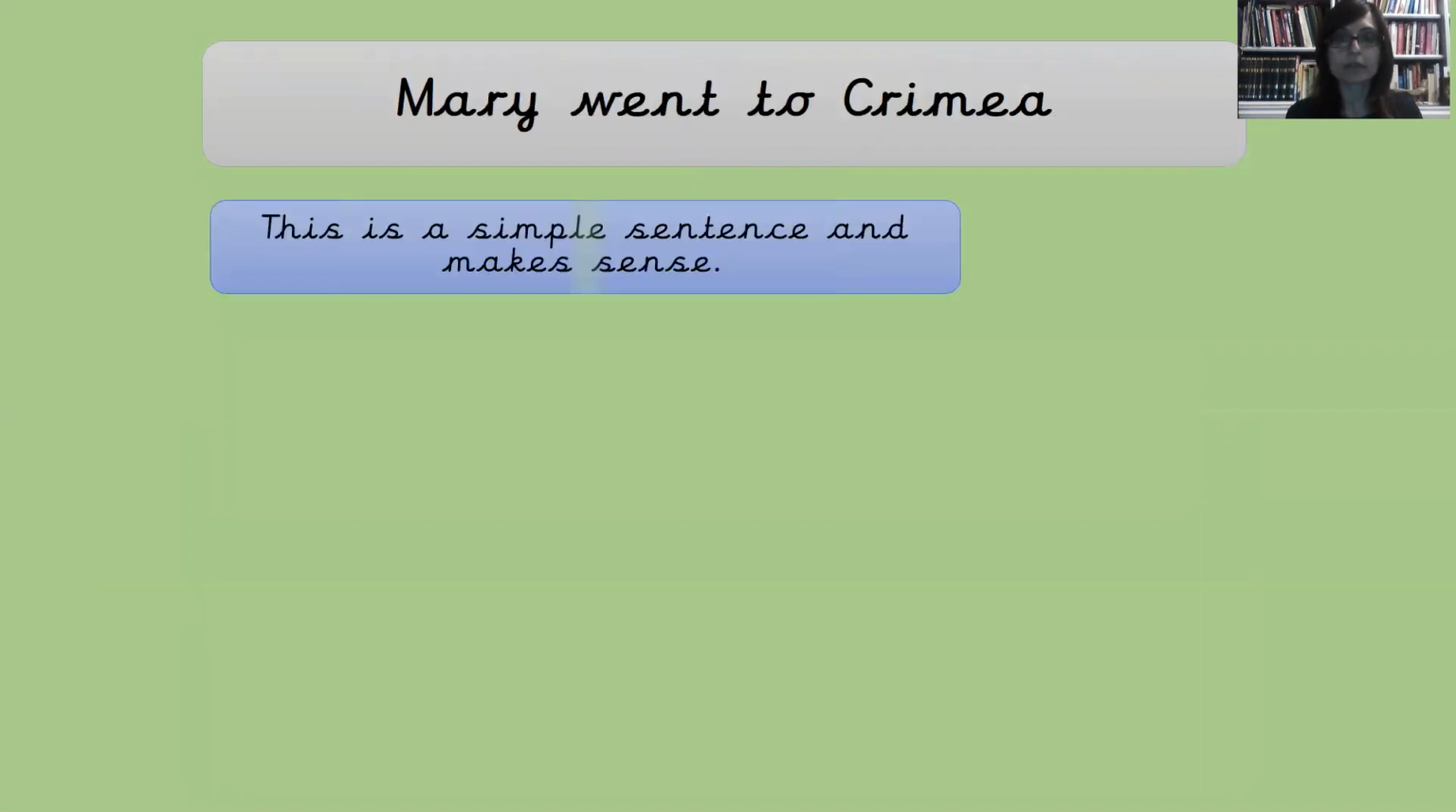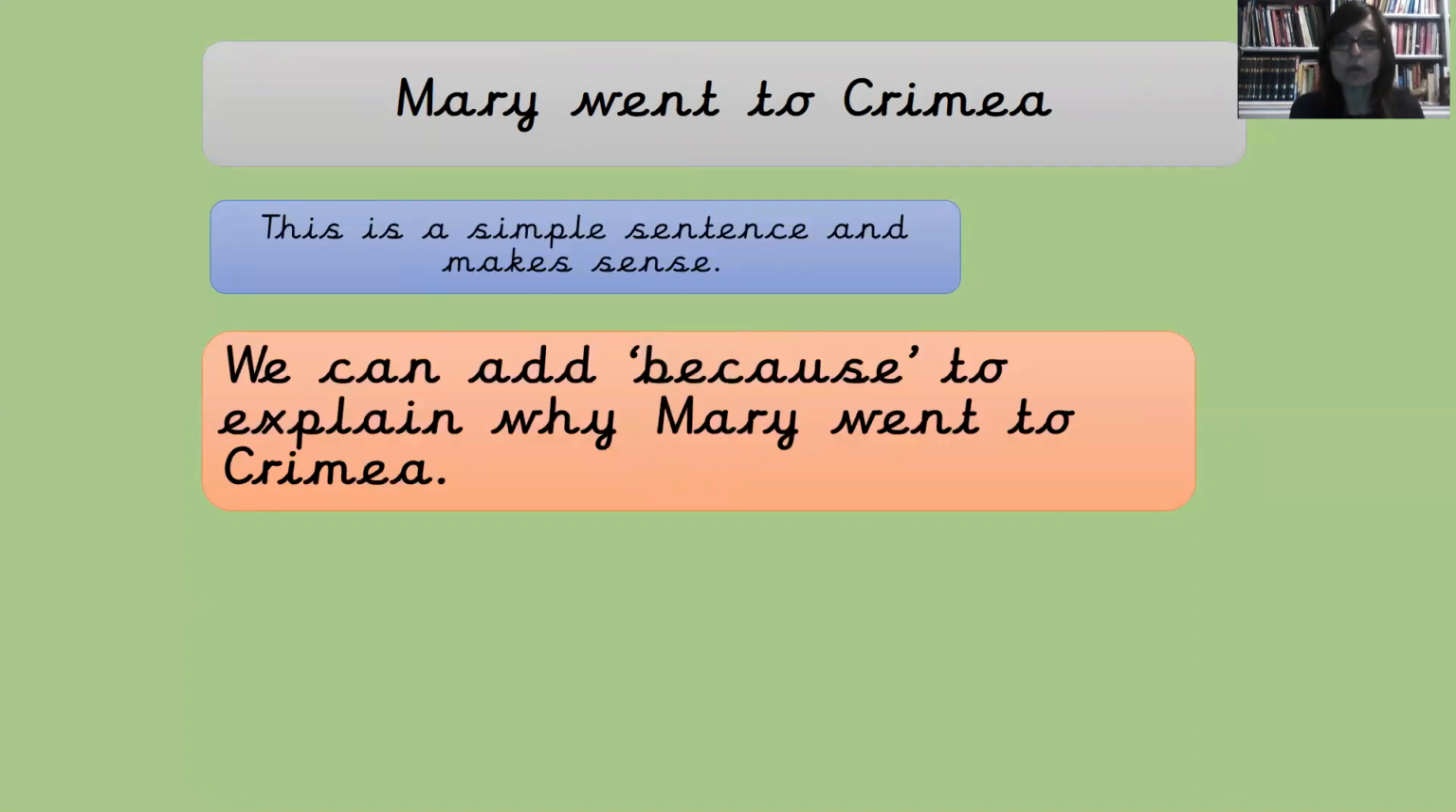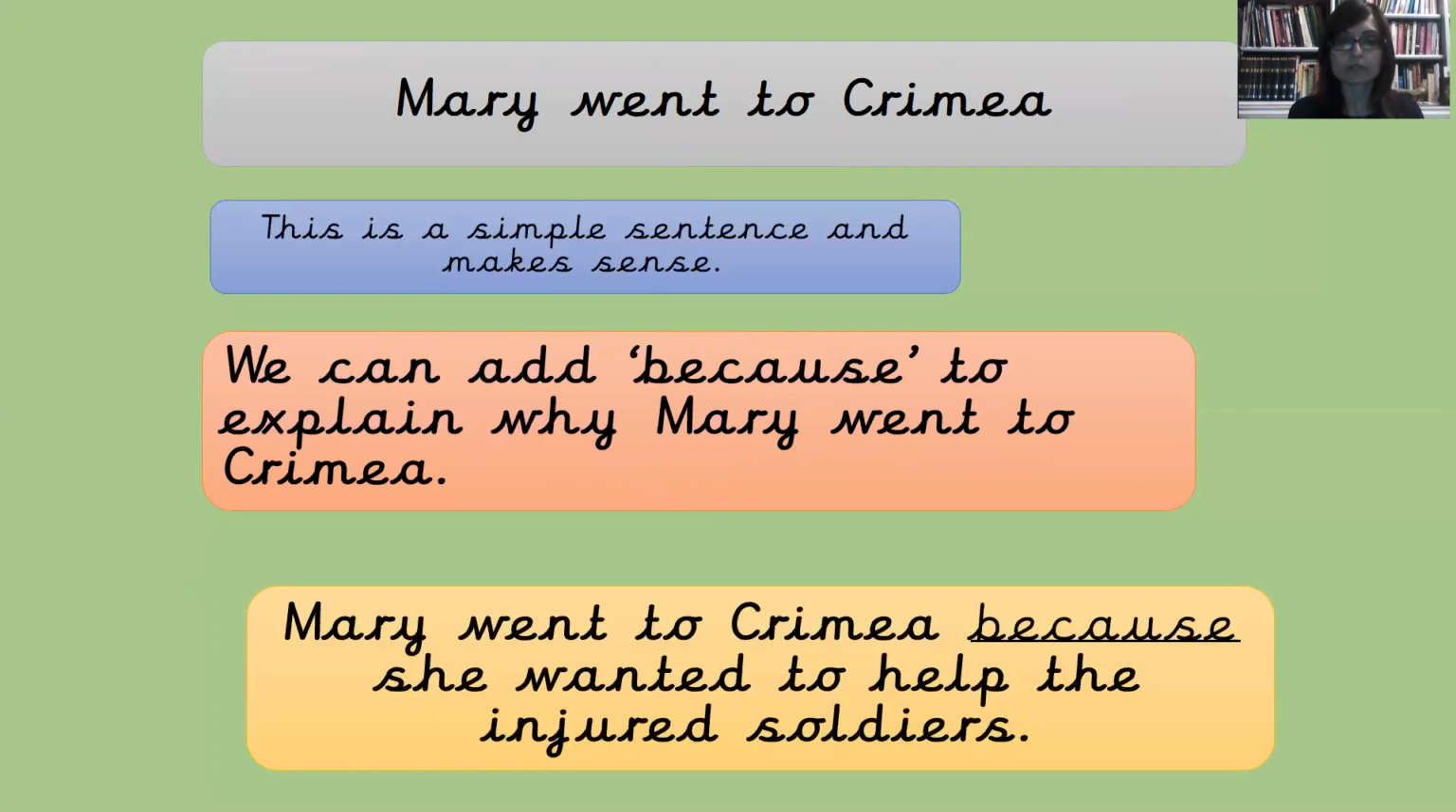Mary went to Crimea. This is a simple sentence and makes sense by itself. Why did Mary go to Crimea? Pause the video to have a think. That's right, Mary went to Crimea because she wanted to help the injured soldiers.